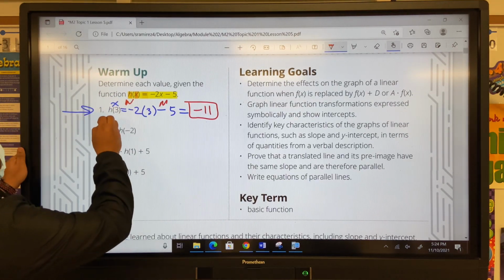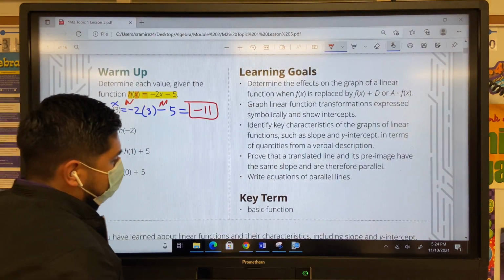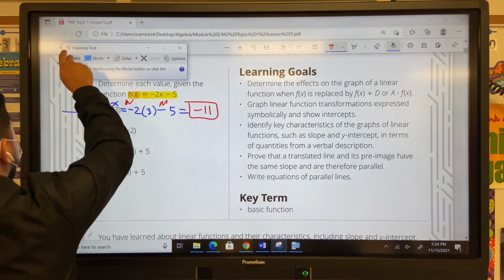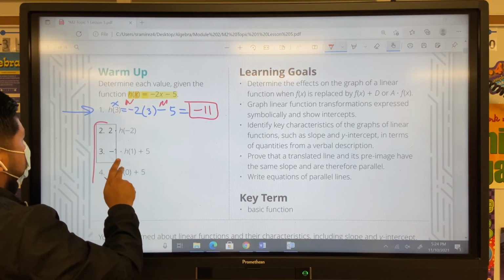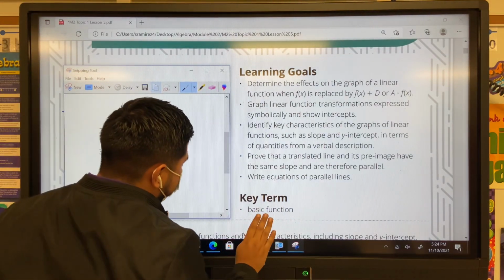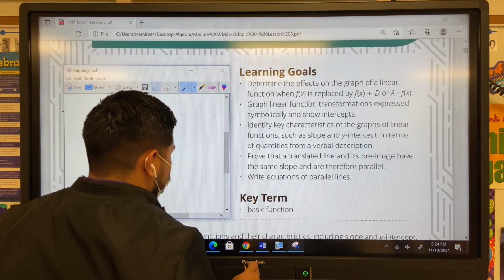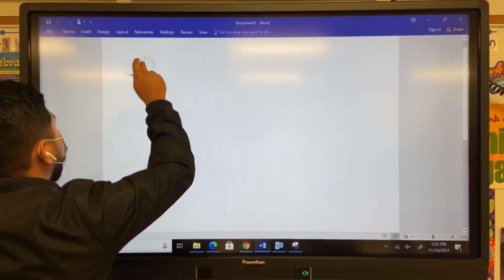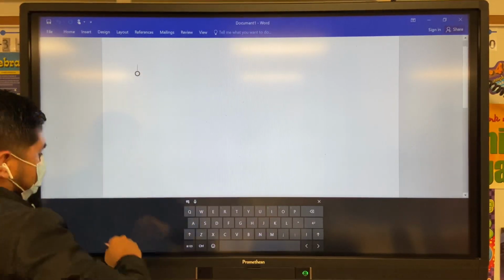These next 3 are at a higher level. I'm going to take a snippet of this real quick so we can do it on a separate page. Definitely write this on a separate sheet of paper, please.